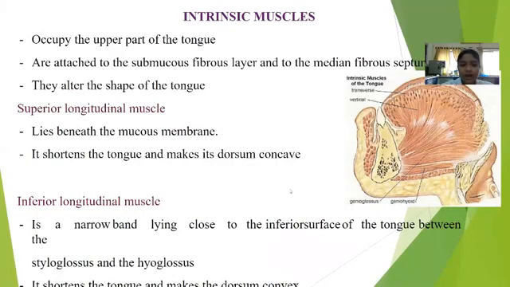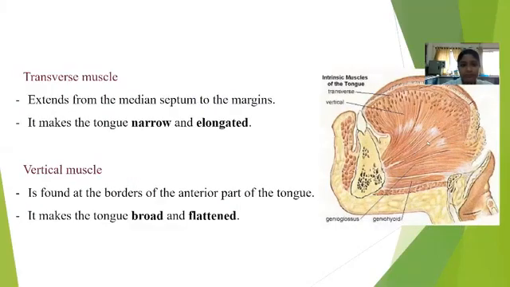Inferior longitudinal: it is a narrow band lying close to the inferior surface of the tongue between the styloglossus and the hyoglossus. It shortens the tongue and makes the dorsum convex. Transverse muscle: it extends from the median septum to the margins. It makes the tongue narrow and elongated.